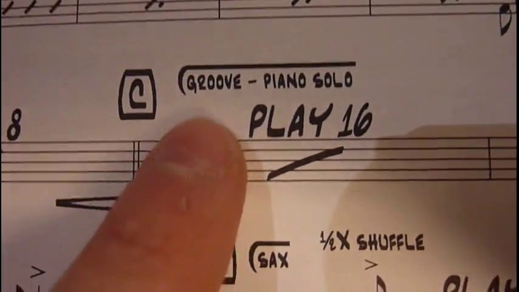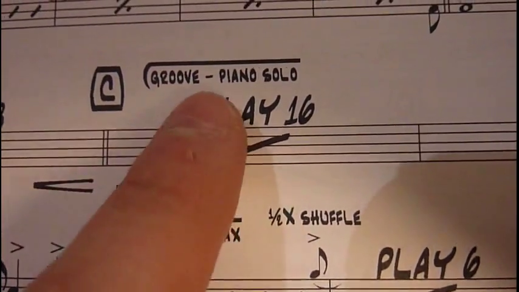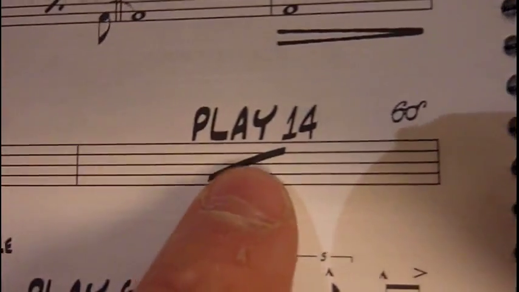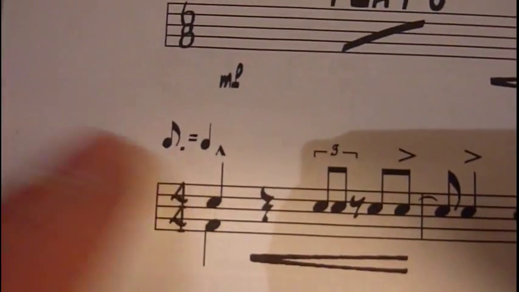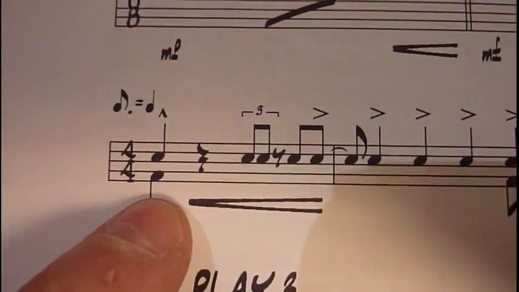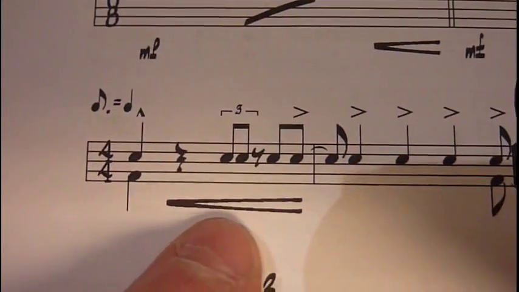Okay. We're grooving, we're playing 16 bars, there's a piano solo happening. Now another 14 bars, heads up, because we're into 4-4. The dotted eighth now equals a quarter note. We've got an ensemble figure here, the whole band's going to hit this shot, gradually get louder.